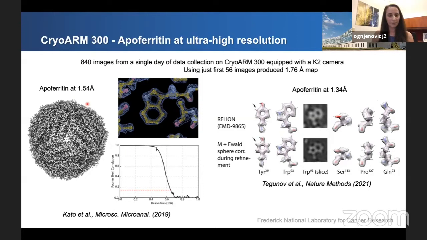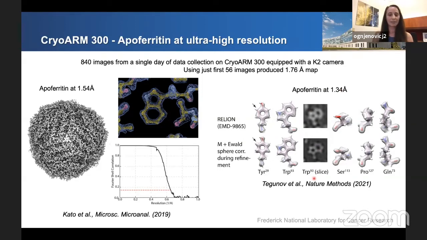This was the world record for the highest resolution single particle cryo map at the time, and provided a strong evidence that the smaller energy spread that is offered by cold FEG produced real benefits in the ultra high resolution range. A bit later, Dimitry Tegunov processed the same data set using his program M with Ewald-aware CTF refinement and got apoferritin to 1.34 angstrom resolution. This result was published this year.